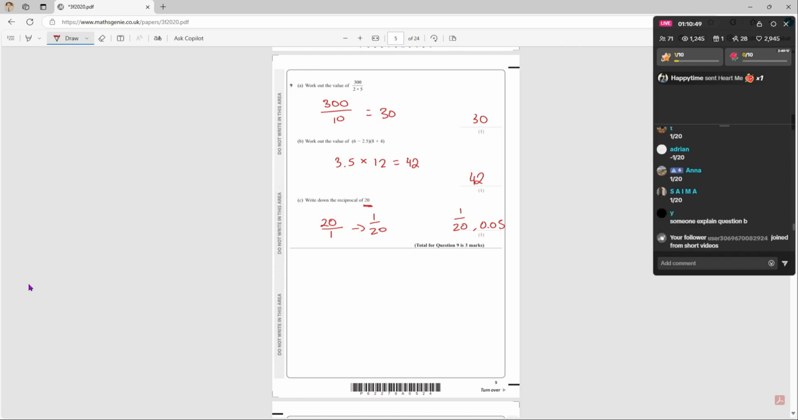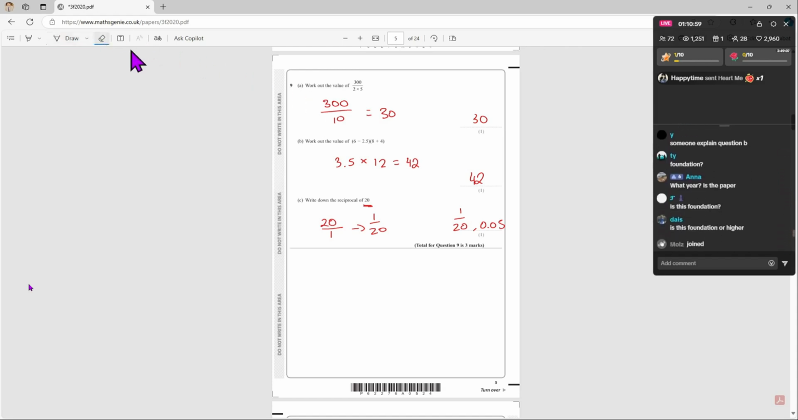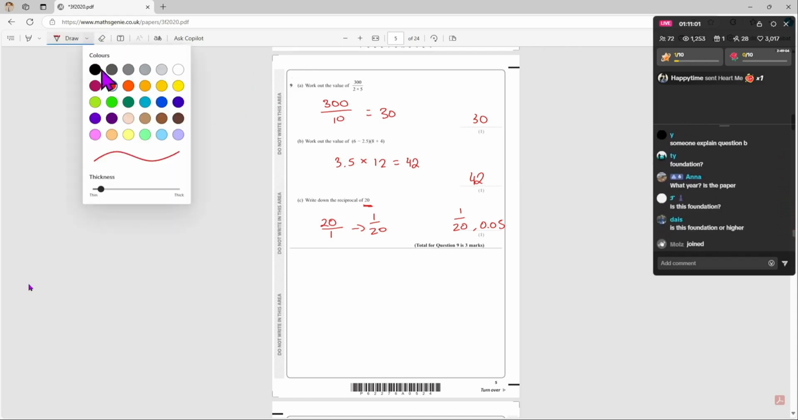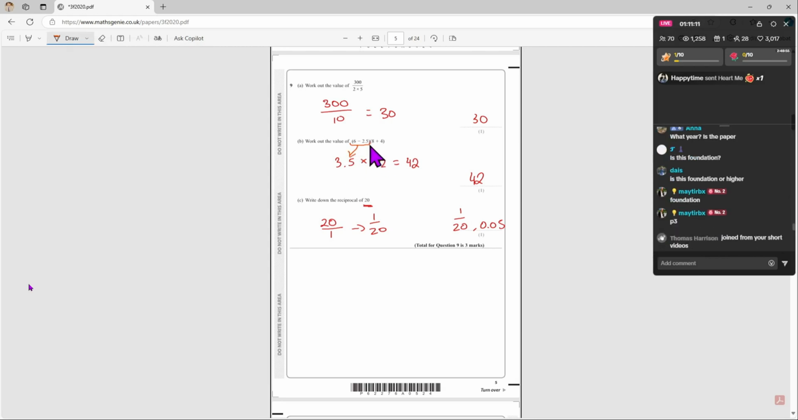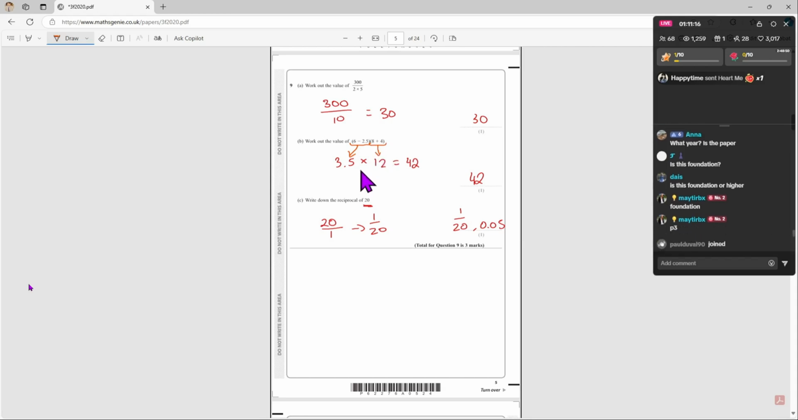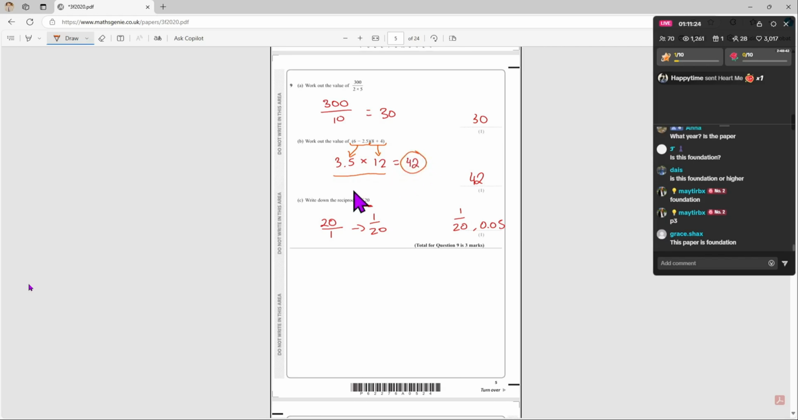Let's move on. So you want me to explain question B? How we do this is basically like BIDMAS. You would do this part first. So you do 6 minus 2.5, which gives you 3.5. And then 8 plus 4 gives you 12. Once you work that out, when there are 2 brackets together, you multiply them. So we're going to do 3.5 times 12, which will give you the answer of 42.